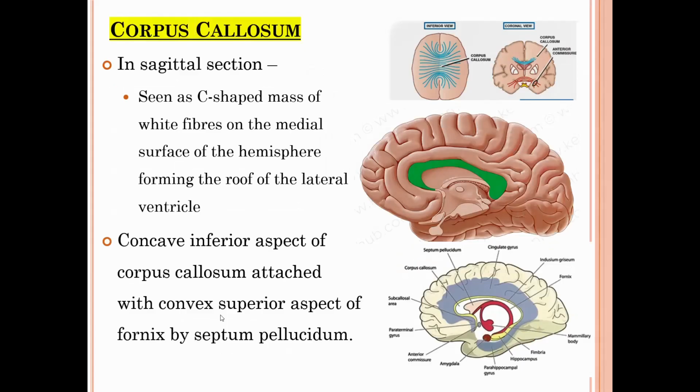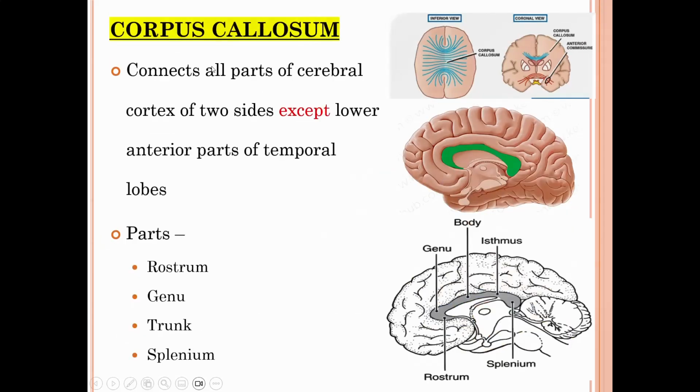Here, if you see in the sagittal section, the corpus callosum is seen as a C-shaped mass of white fiber on the medial surface of the cerebral hemisphere, and it also forms the roof of the lateral ventricle. Its inferior aspect is connected with the superior aspect of the fornix by the septum pellucidum. Corpus callosum connects all parts of the cerebral cortex of two sides except the lower anterior part of the temporal lobe.